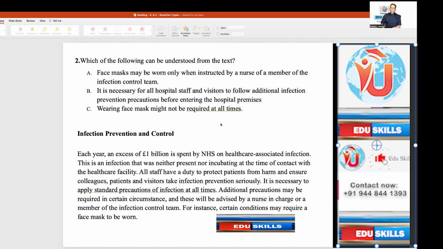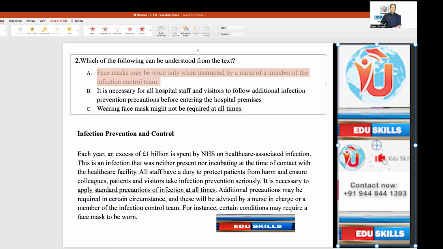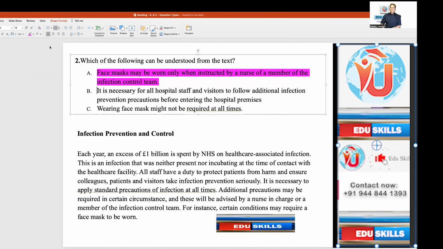In option A, face masks may be worn only when instructed by a nurse or a member of the infection control team. Okay. So, nurse or a member of the infection control team. Where is it in the text, in the passage? Did you find the same expression? Now they're asking, which of the following can be understood from the text? Only one is understood from the text.